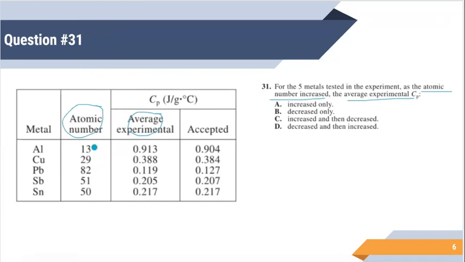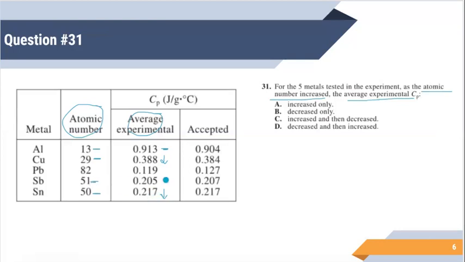The smallest atomic number here is aluminum, 13, and it's sitting at 0.9. Now let's go up a little bit because we're supposed to increase. The next largest atomic number is 29, and it went from 0.9 down to 0.388. So here we have a decrease. All right, let's try the next number. From 29, the next one would be 50. From 0.388 to 0.217, that goes down. That's a decrease.